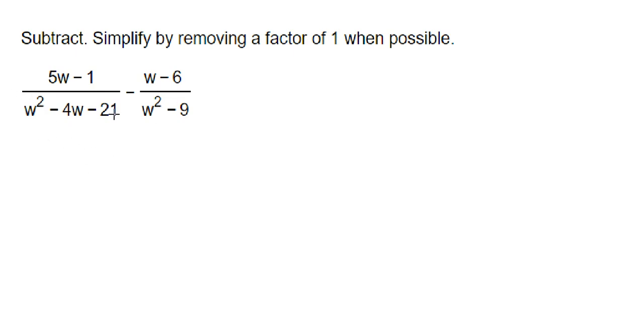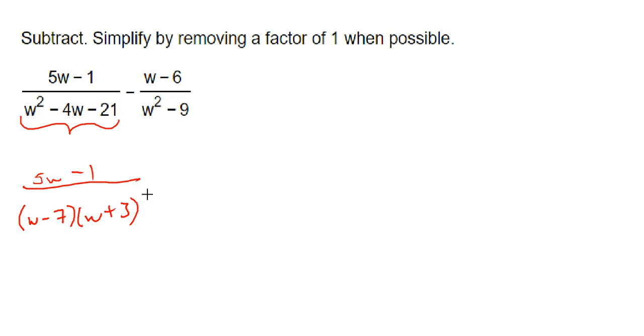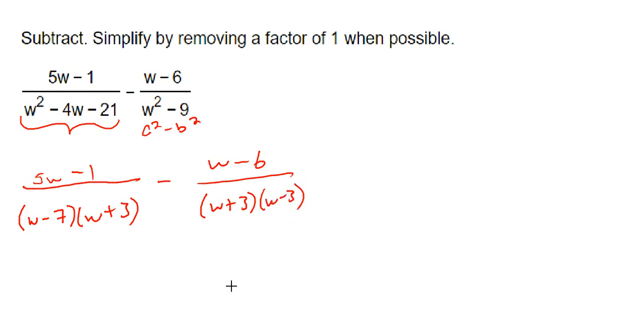So what you're going to have to do first is factor the denominators, right? So we'll factor this. This factors as w minus 7 times w plus 3, two numbers that multiply to negative 21 and add to negative 4. The numerator, we don't bother with factoring at this point. So we'll just leave it. Not that they could be factored, but even if they could, you wouldn't bother with that. You just factor the denominators for right now. This is the a squared minus b squared formula again. This will factor as w plus 3, w minus 3.